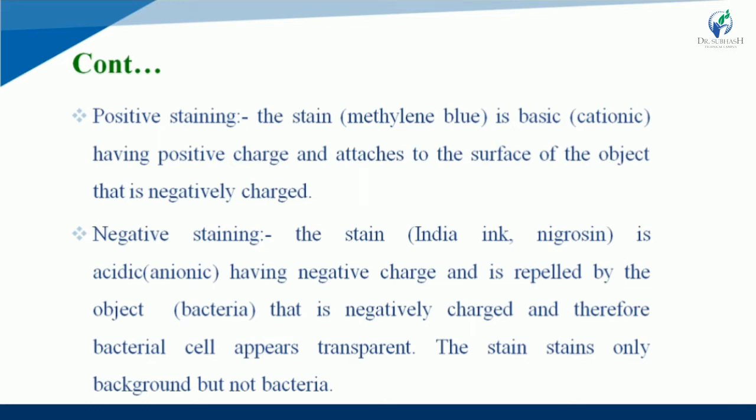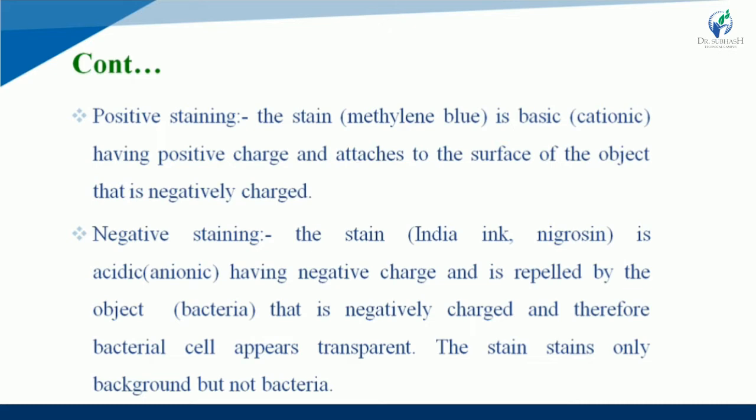So bacterial species have a negative charge as well as the stain has a negative charge. So both are repelled by each other. Therefore, bacterial cells appear transparent in nature, and the stain stains only the background but does not stain the bacterial species.